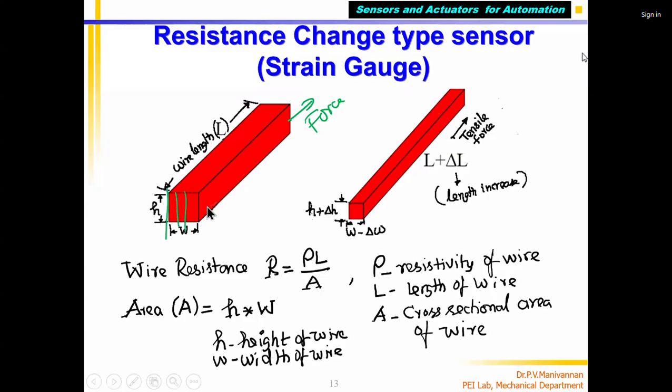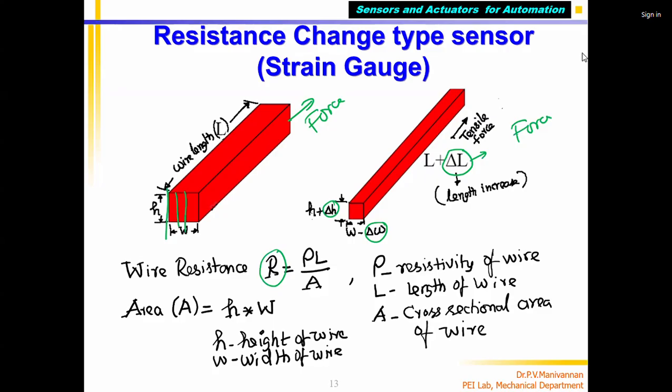So I applied a force, correct? One side fixed, the other side I'm just pushing. So the wire gets stretched. So the delta L, and the change in delta W, are going to contribute to the change in resistance, correct? How much delta L increases is proportional to the force applied, correct? So that means if I apply force, there's a stress. Because of that, there's an elongation in length, and also a reduction in the cross-sectional area. This we call strain, correct?